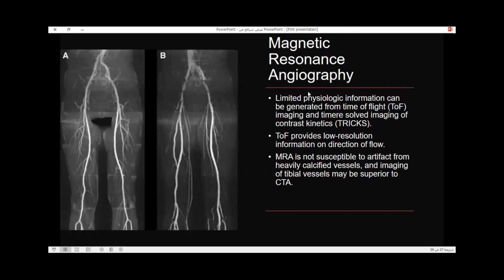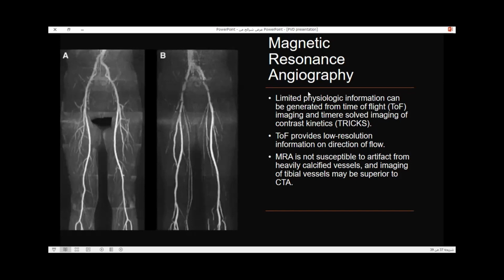For MRA, it is unusual to be used. Most of the patients who use MRA have renal insufficiency, because we have an option called time of flight. We are not using gadolinium or contrast in such a scan. We are dependent on the flow of the artery. The problem with the MRI is time and motion artifact.